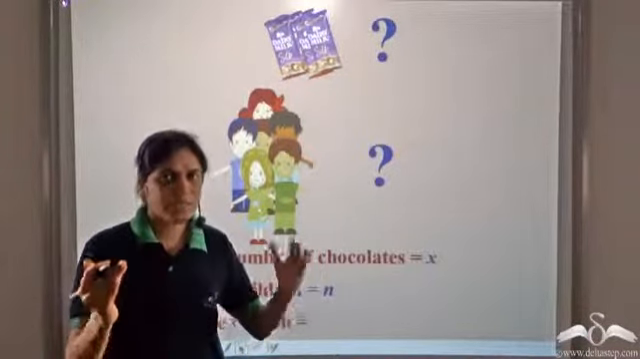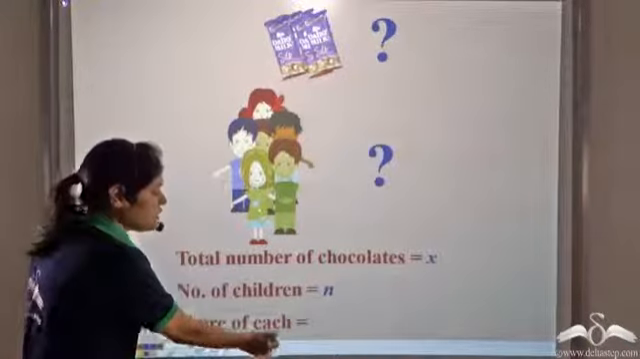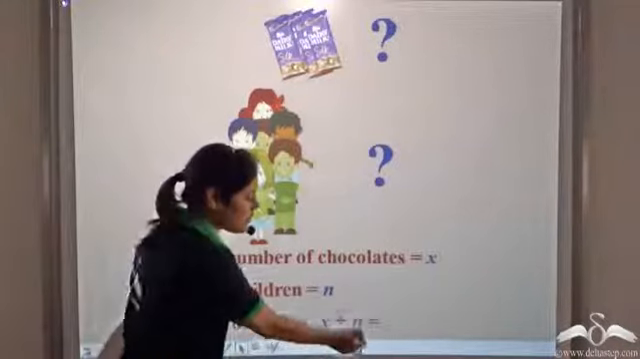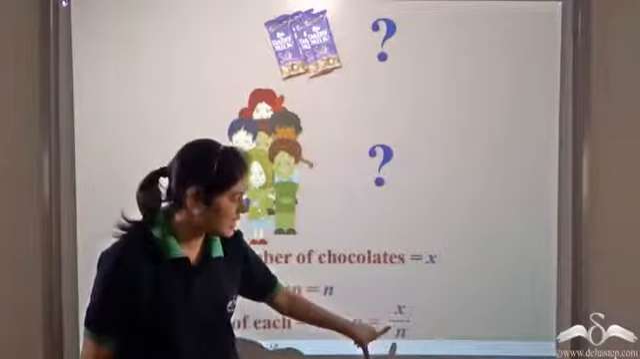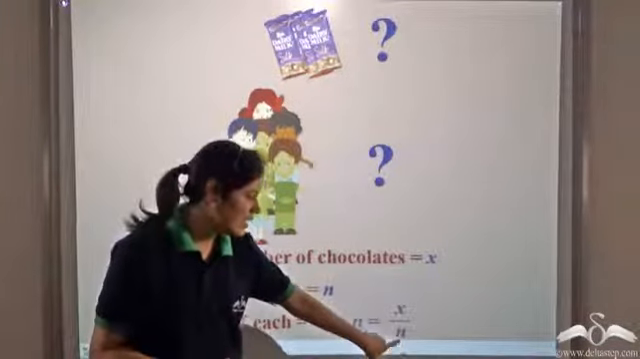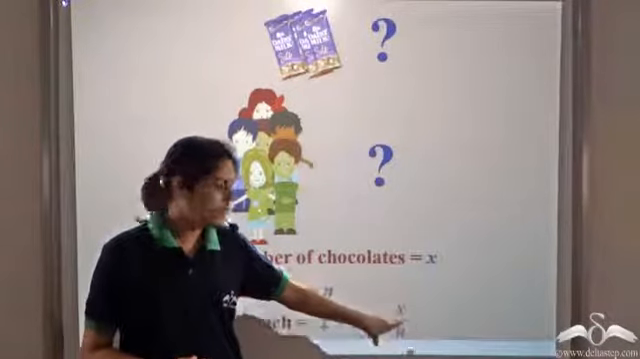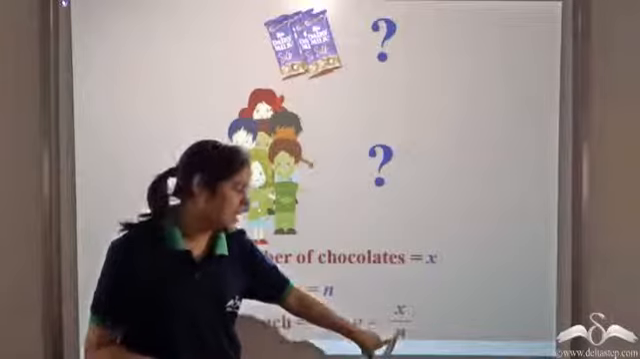Total number of chocolates divided by total number of children present, which is x divided by n, and we represent it as x by n. So it is x by n. Here we are dividing a variable x by another variable n. So it is x by n.